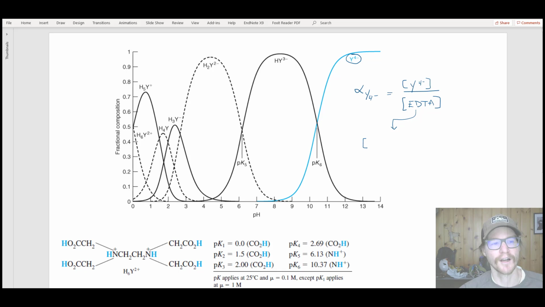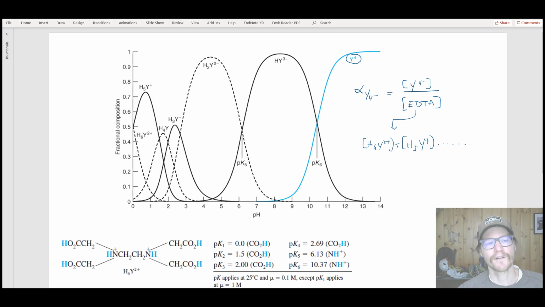That would be the concentration of all of them. So H6Y2+, H5Y+, etc., all the way up through the Y4-. And so it would just be the fraction of that species in solution.